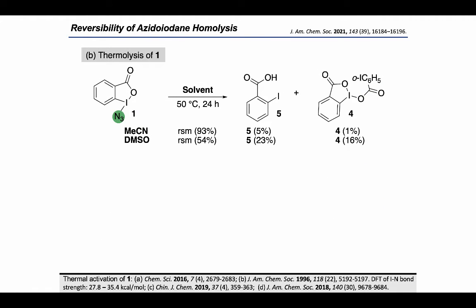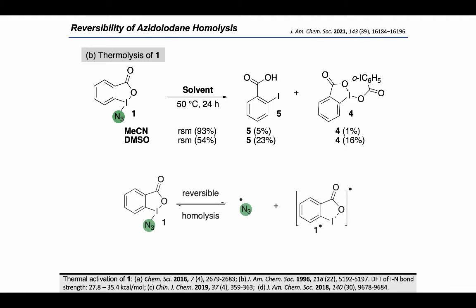Probing the reversibility of homolysis and the effect of solvent choice on the reaction outcome, the thermolysis of compound 1 was performed in acetonitrile or DMSO. In acetonitrile, mainly recovered starting material was observed, while in DMSO, a solvent in which 1 is much more soluble, significantly more of 1 reacted to form compounds 5 and 4. These thermolysis experiments support that compound 1 reversibly undergoes homolysis under the reaction conditions, as most of 1 is not consumed.